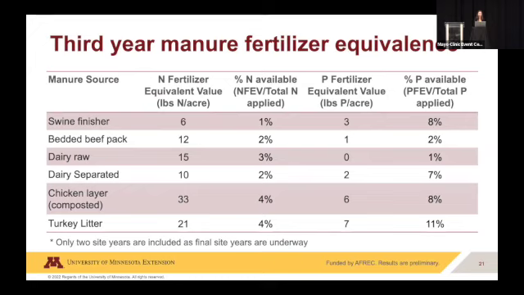For phosphorus, anywhere from 0 to 7 pounds of phosphorus could have been credited, and that was from 1 to 11% of what was applied. But overall, again, still much more variable than the nitrogen. So it's kind of interesting to see the differences between nitrogen and phosphorus.